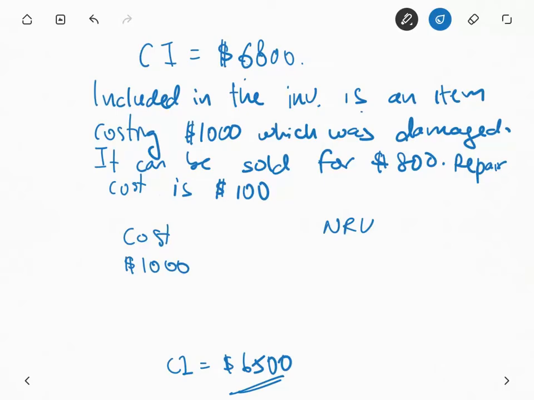And this one damaged, I have to compare with NRV. It can estimated selling price less selling, marketing, distribution cost. I need to repair 100. So the net I'm going to receive from this goods is 700. So I should take 700 for this. I need to reduce by how much? So 6,800. The item I need to reduce by 300. Okay.